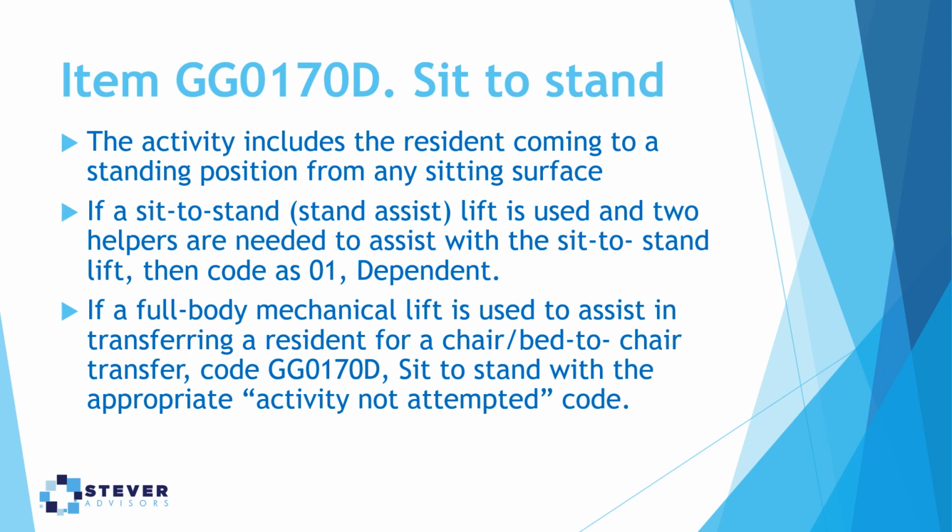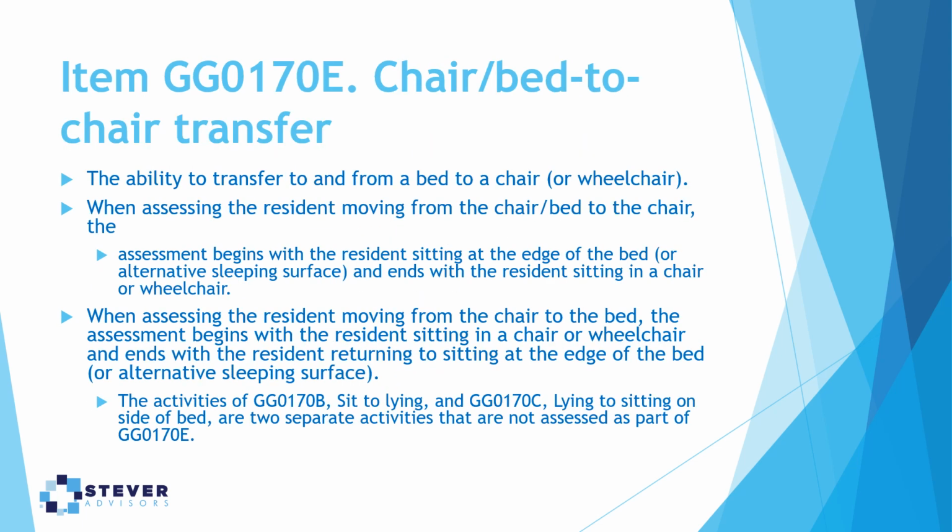Sit to stand. How the resident comes to a standing position. If they use assistive devices, make sure these are in place. If they need a mechanical lift, code them as a 1 dependent. Chair, bed to chair transfer. How the resident transfers to and from a bed or chair. The item begins with the resident sitting upright in one location and then ends with them sitting upright in another one. Again, if they require full mechanical lift, code them as a 1 dependent.